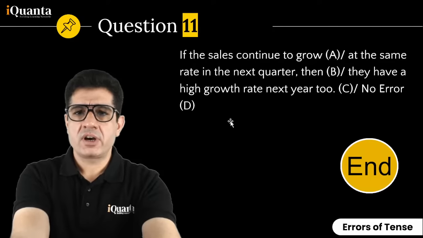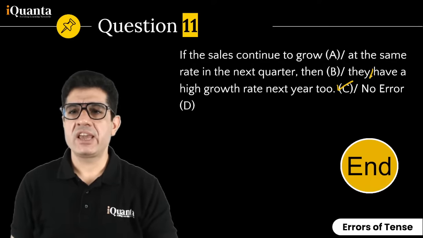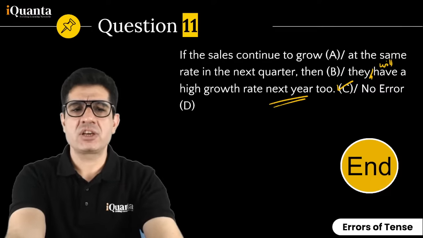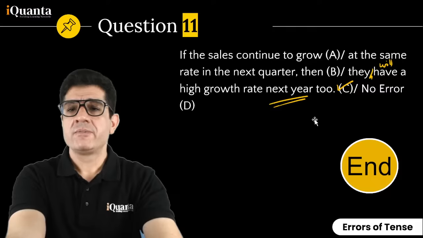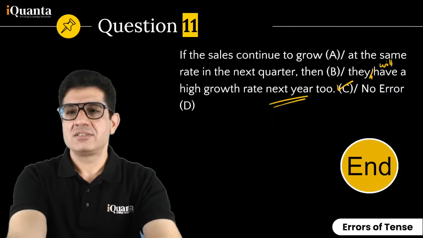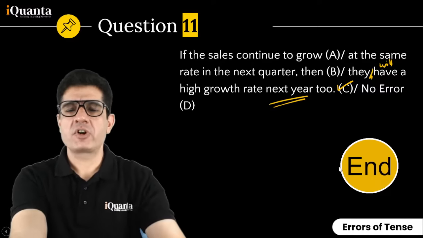So, what's your answer now? The answer should be option C. It will be they will have. Notice we are talking about next year. And when you say next year, we are obviously talking about future. And considering that we are talking about future, you are supposed to use the future tense, right? So you get it there. Fair enough? Okay, let's move over to the next one now.